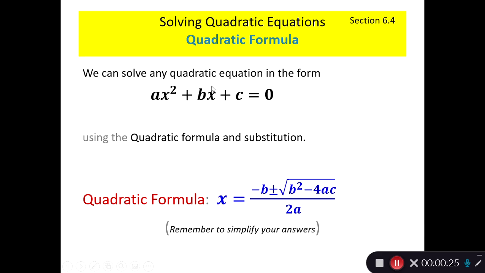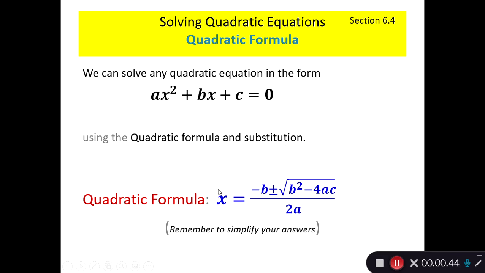We can solve any quadratic equation in the form ax squared plus bx plus c equals 0. Most important part is that it all equals 0, always. And if it doesn't, you make it so. You're going to use the quadratic formula and you're going to substitute.